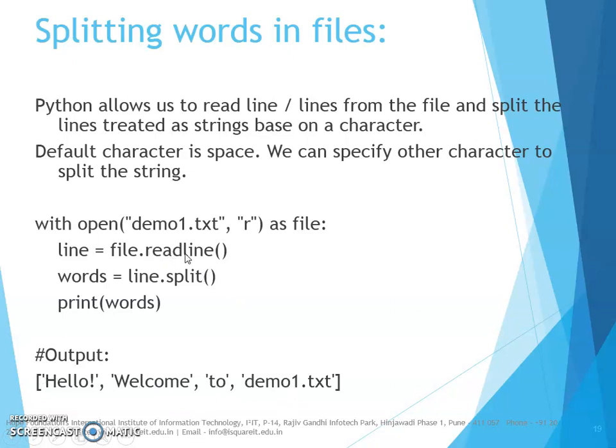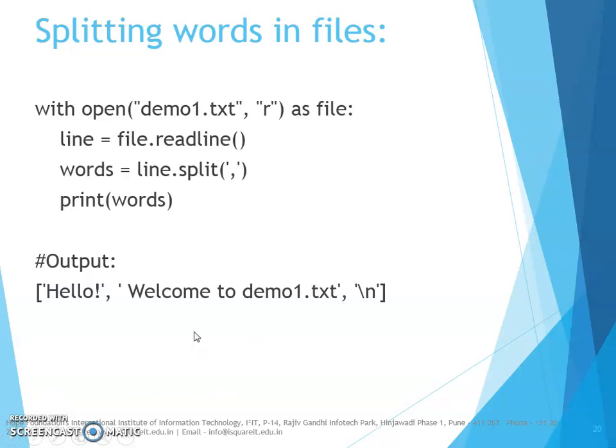As we are reading only a single line, that's why only the first line is displayed here. We can specify any other character. For example, if a comma is mentioned after the word hello and we want to split it by using the comma, then this data will be printed as hello, and welcome to demo1.txt will be the second string, and the new line as the next. So we can split our data by using the character that we mention for this split method.